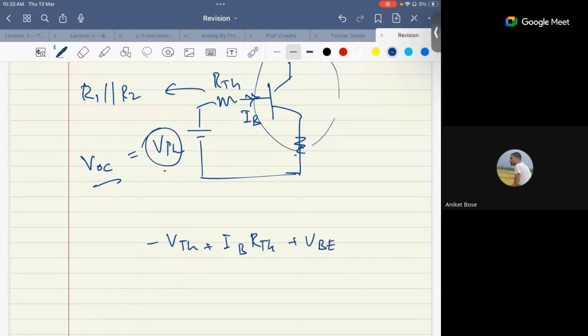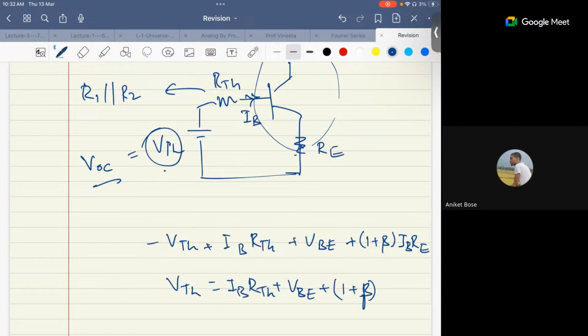And then you have a resistance here also, RE, right? So we'll be having (1 plus beta) times IB times RE. So VTH will be IB RTH plus VB plus (1 plus beta) IB RE. Basically the same thing in some different way. Correct. So this will be the VTH.